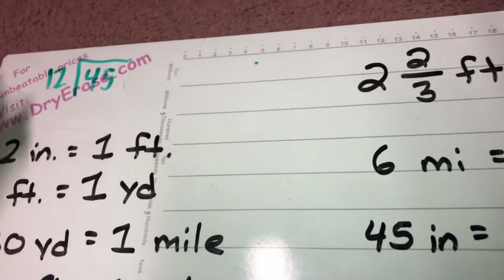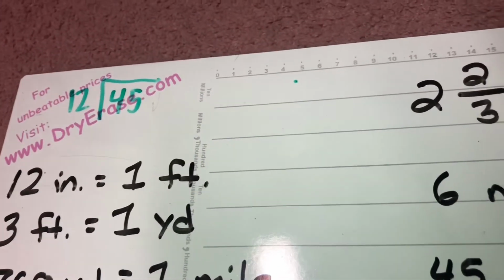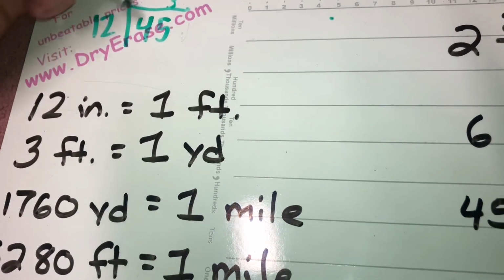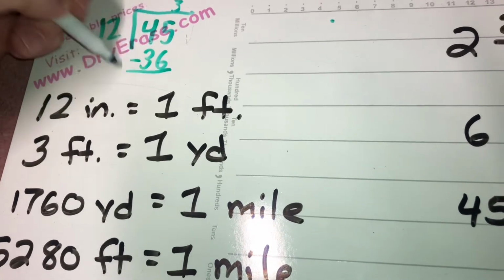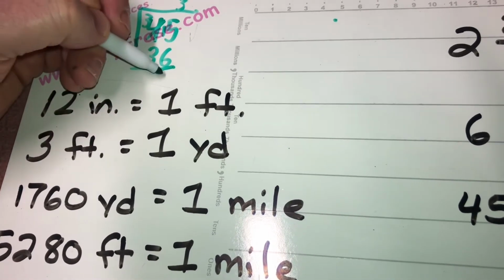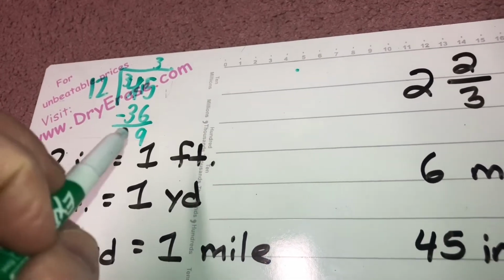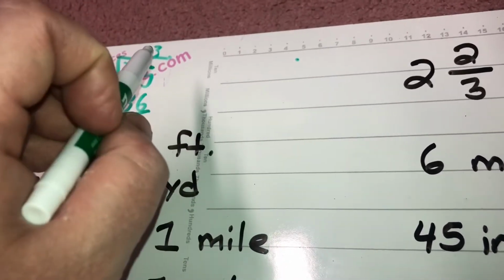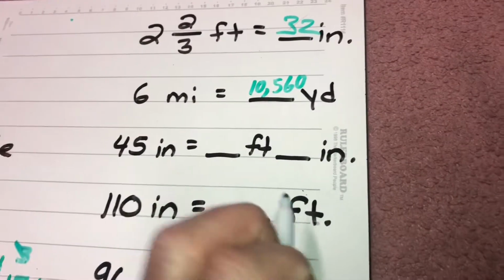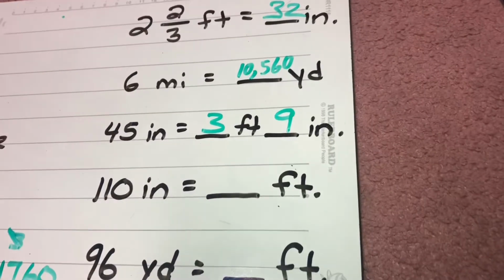45 divided by 12. Well, I know that 12 times 1 is 12, 12 times 2 is 24, 12 times 3 is 36, and 12 times 4 is 48. That's too many. So I got to go with 3. 3 times 12 is 36. 45 minus 36, I can't do 5 minus 6, borrow from the 4, make it a 3, make the 5 a 15. 15 minus 6 is 9. I have 9 left over. That means I can make 3 feet, but I have 9 inches left over. That's how I read that. So 45 inches is equivalent to 3 feet, 9 inches.